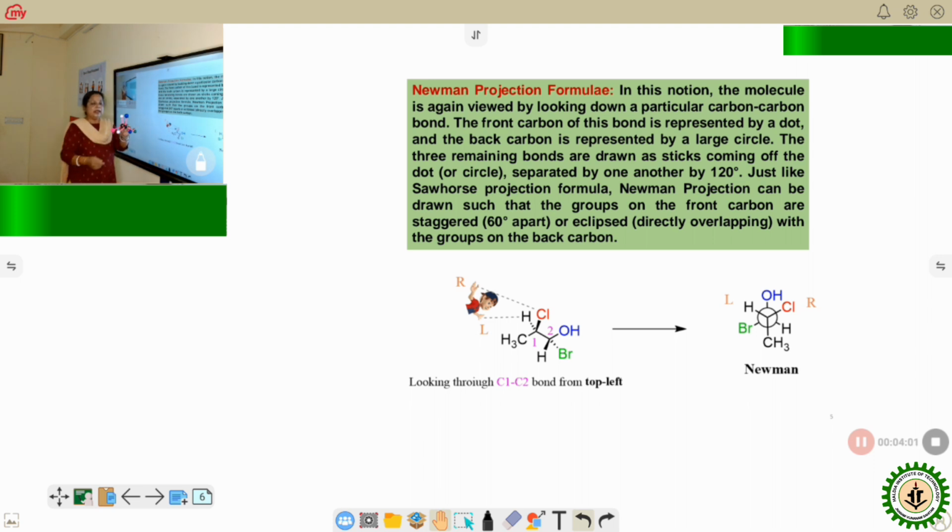For example, here I take this compound with C1 and C2 carbon atoms, where C1 is the front carbon. Here we represent the various groups: Cl up, H below, and CH3 in the plane, and on the other carbon H is up, Br is below, and OH is in the plane. Now we take it in this manner, holding the Cl group, the up group, with my right hand, and the below group with my left hand.